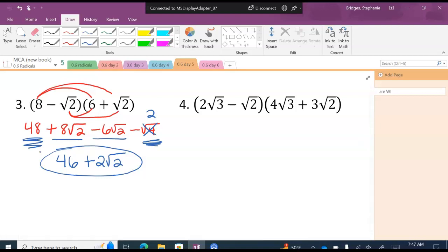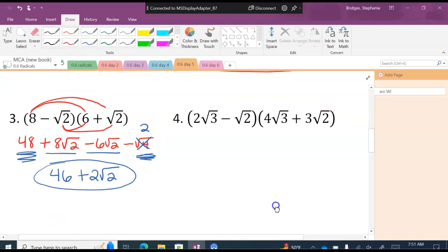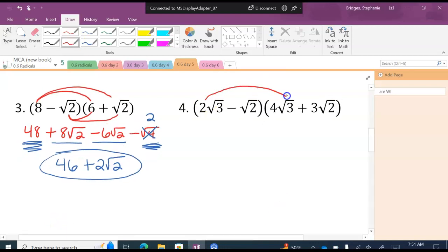So try 4 for me. All right, so again, we're going to distribute. We're going to start by multiplying 2 square roots of 3 times 4 square roots of 3, which is going to give me 8 square roots of 9, right? Numbers outside times numbers inside. Then when I multiply 2 square roots of 3 times 3 square roots of 2, it's a positive, so we put a plus. And that's going to give me 6 square roots of 6. Does everybody agree with that?